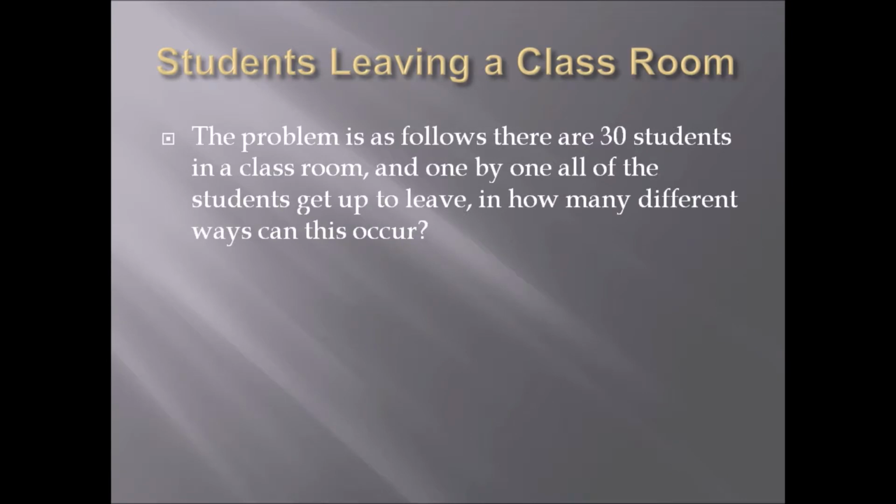Students leaving the classroom. There are 30 students in a classroom, and one by one all students get up to leave. How many different ways can this occur? If you think of it, you might say, when the first student leaves, there's 30 options for that student to leave. Now one's gone, and you have 29 options for the next student, and then 28, and then 27, all the way down to 1. And so you would get that there are 30 times 29 times 28 times 27, all the way down to 1 different options of students leaving this classroom. We are going to shorthand that with 30 exclamation point, which is read as 30 factorial.